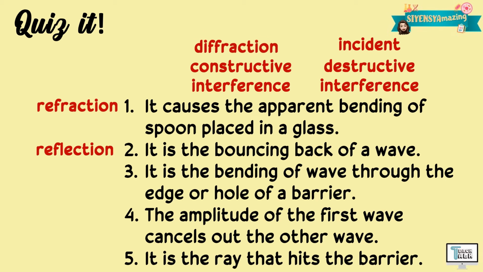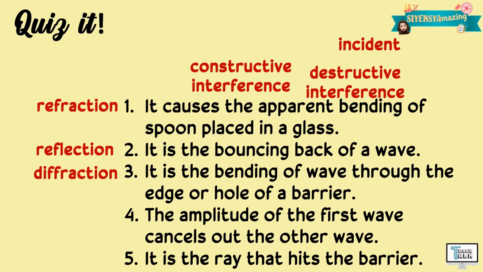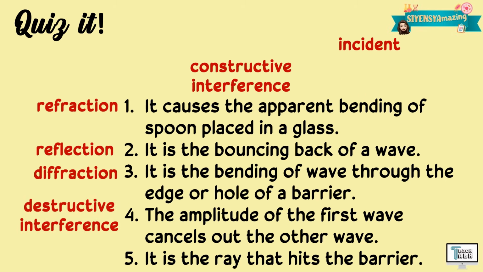This is diffraction. Number 4, the amplitude of the first wave cancels out the other wave. Ito ay destructive interference. Last number, it is the ray that hits the barrier. This is incident ray. That answers the short quiz.